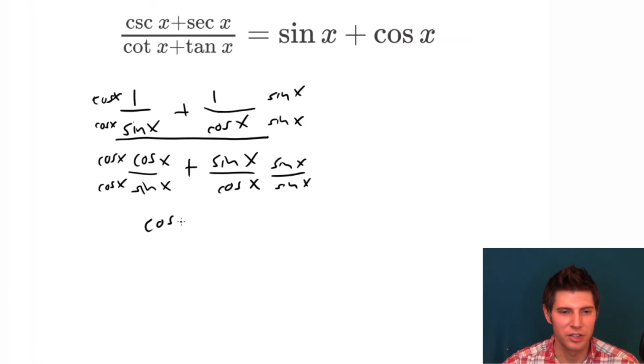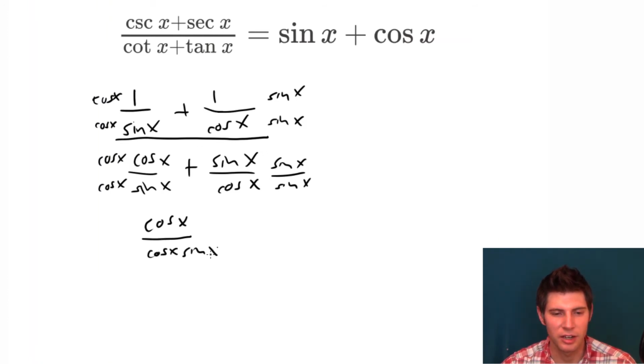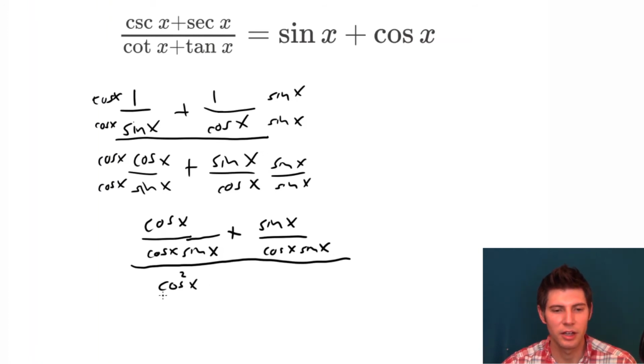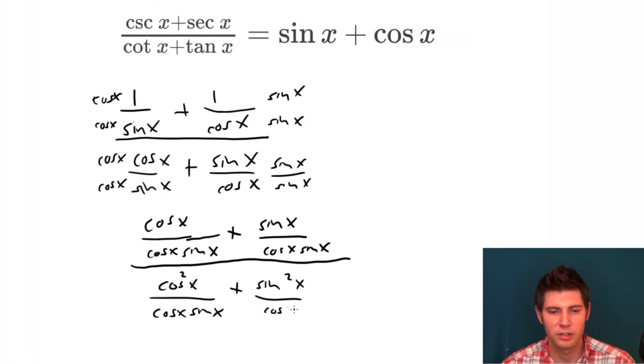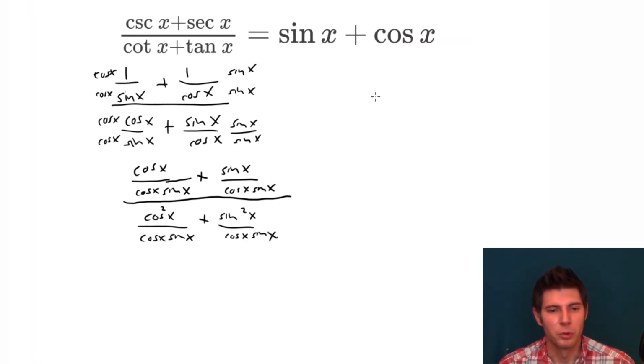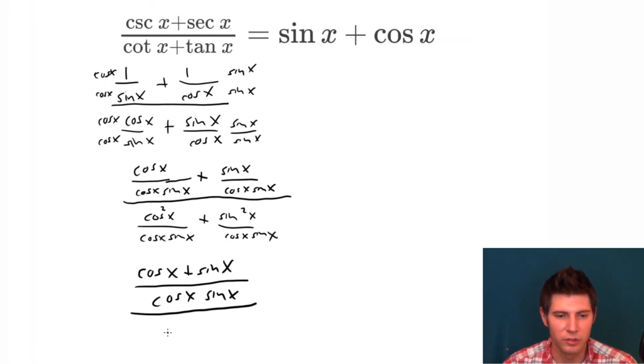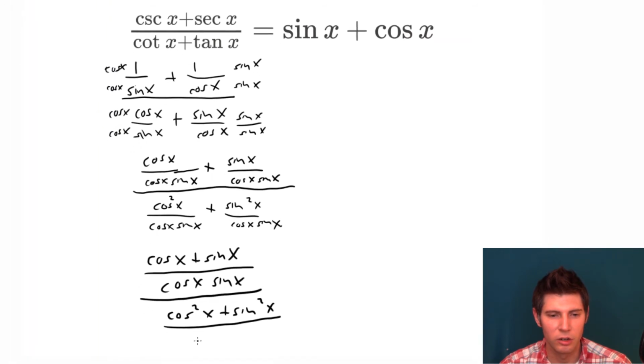We'll simplify it. So this is cosine x over cosine x sine x plus sine x over cosine x sine x. And that was just the numerator. All over, and then cosine times cosine is cosine squared x over cosine x sine x plus sine squared over cosine x sine x. So I'm going to shrink this down. Give me a little bit more room to work. So the top we can write as a single fraction. This would be cosine x plus sine x over cosine x sine x. Once again, all of that is over cosine squared x plus sine squared x, all over cosine x sine x.